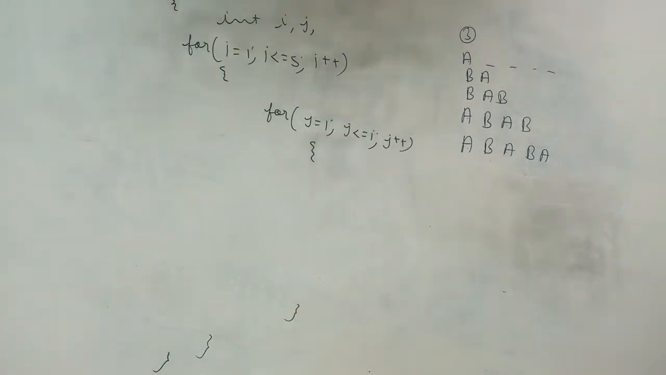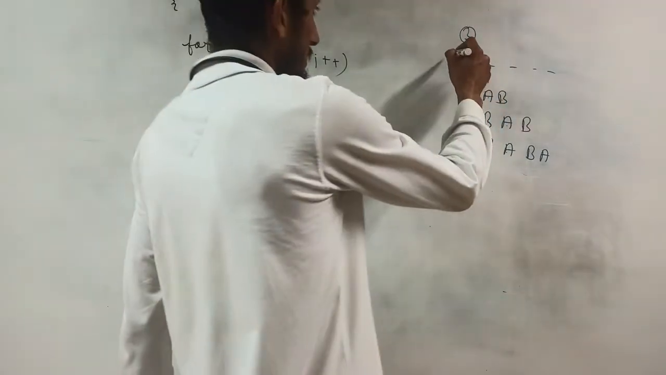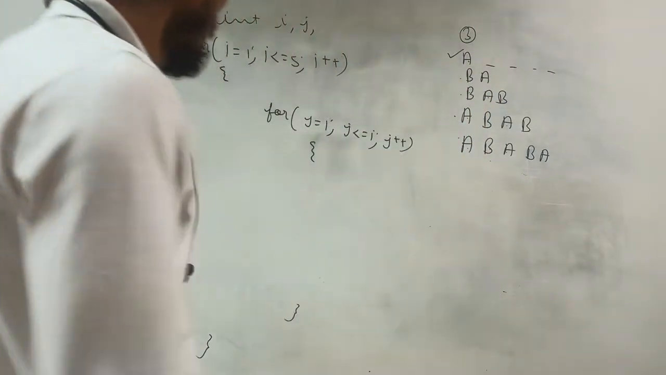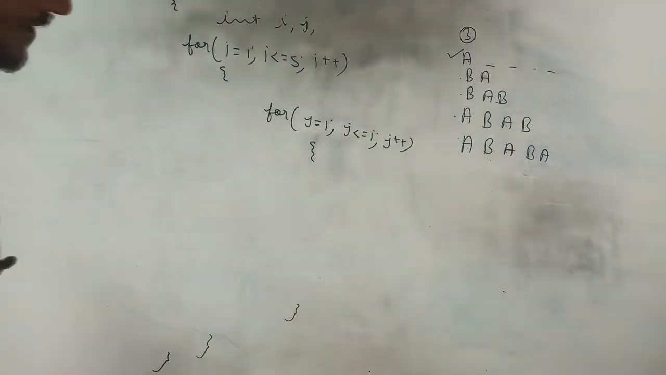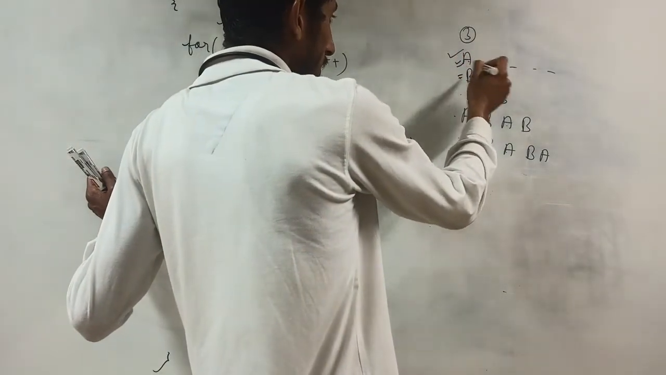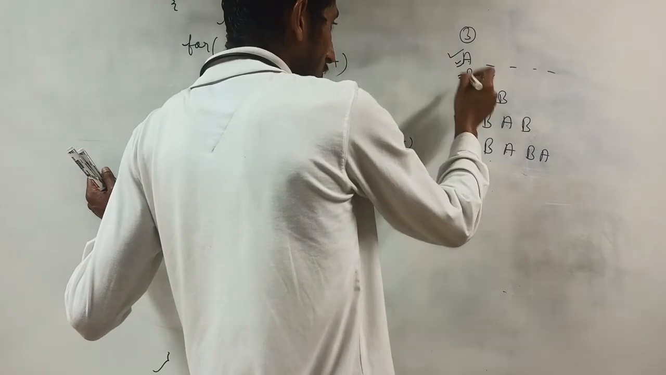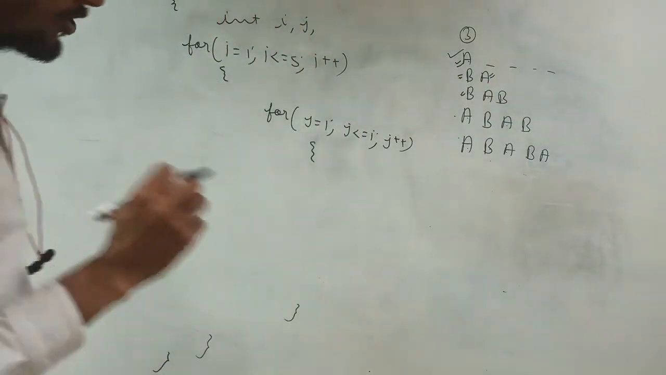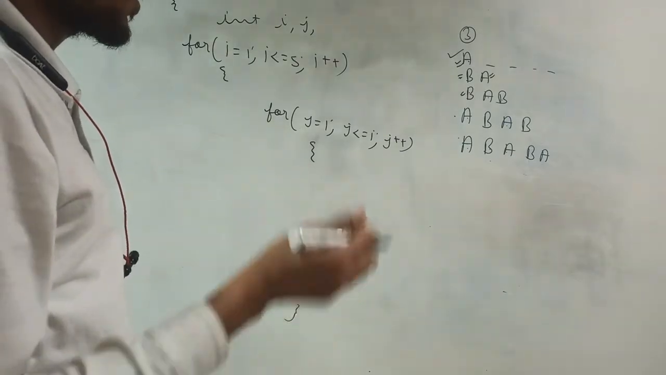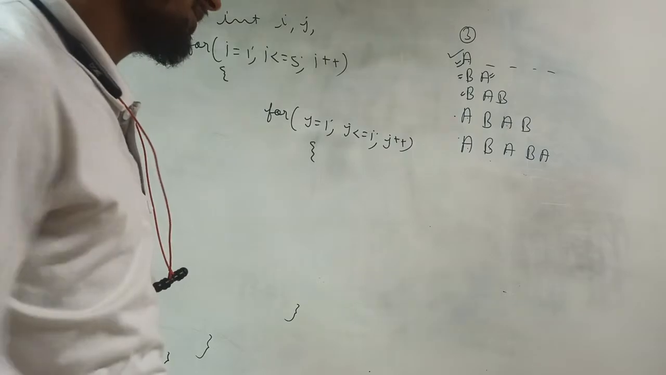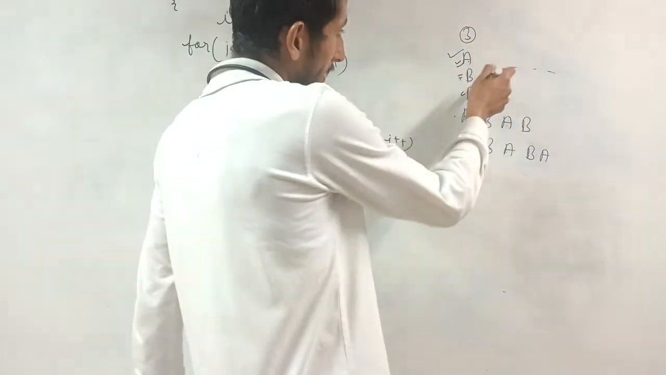So how many rows do I have? I have 5 rows. How many columns do I have? I have 5 columns. Now the tricky part is what has to be printed. You have to print A, then B, then A, then B. It means we have to print alternately. There is no relation among rows and columns. Every time you print A, next time you have to print B. Every time you print B, you have to print A, and so on.